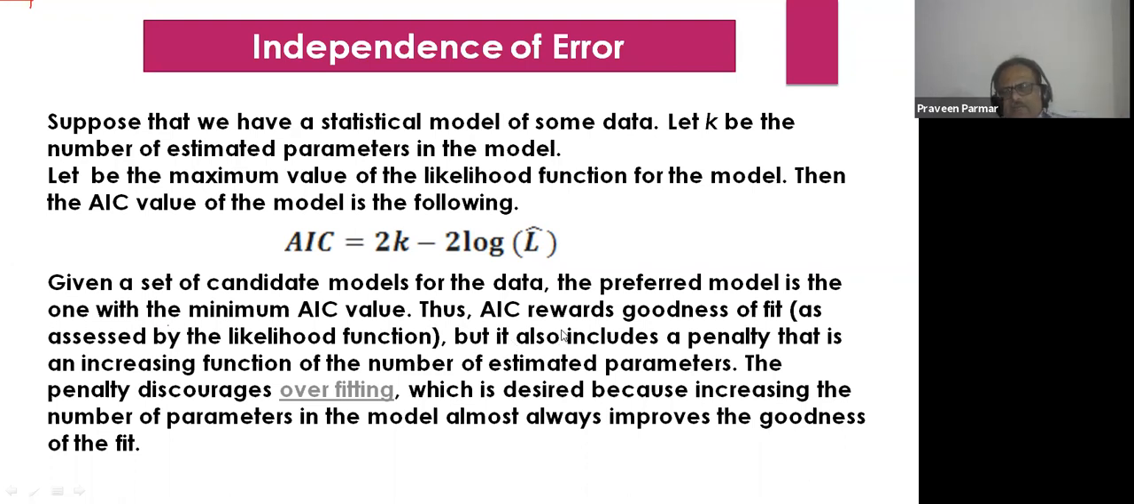AIC rewards goodness of fit. I will explain you through the net, don't worry. This AIC rewards goodness of fit as assessed by the likelihood function, but it also includes a penalty that is an increasing function of the number of estimated parameters. The penalty discourages overfitting, which is desired because increasing the number of parameters in the model almost always improves the goodness of the fit. Okay.